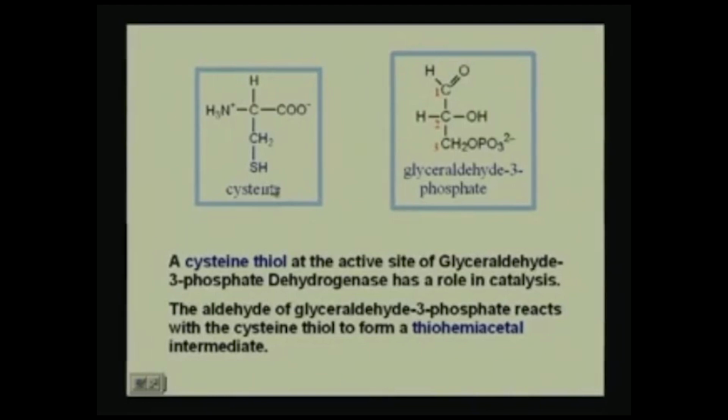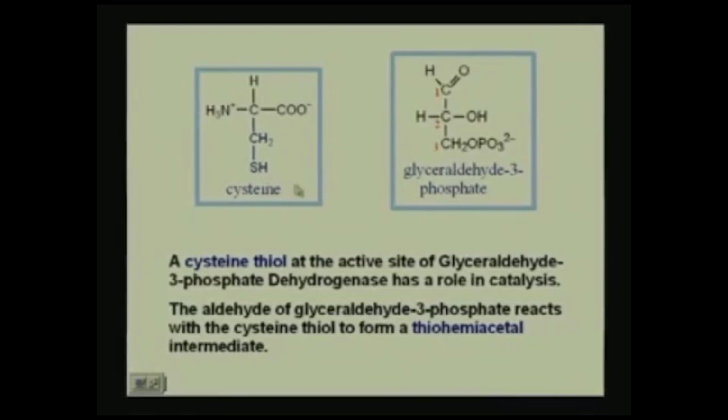Now what is going to happen is, in this case, there is a cysteine thiol. All of us know that in the cysteine residues we have the SH thiol group. Now what happens is, the cysteine thiol is present at the active site of the glyceraldehyde 3-phosphate dehydrogenase, and that actually forms an intermediate with the aldehyde of the glyceraldehyde 3-phosphate, which reacts with the cysteine thiol to form what is called a thiohemiacetal.